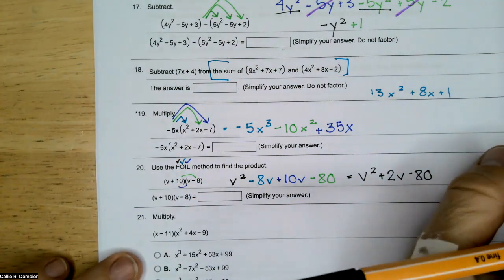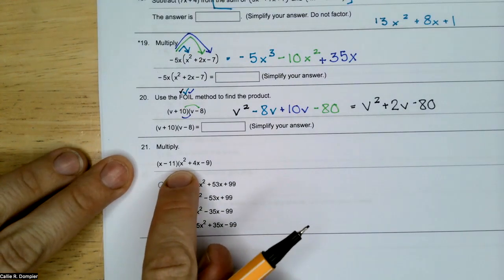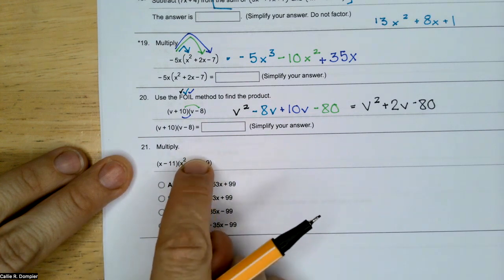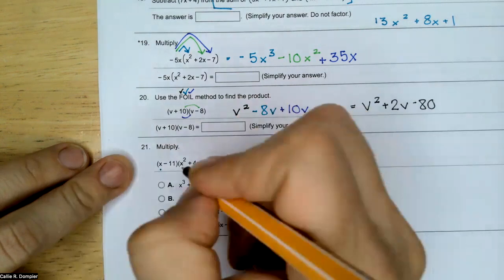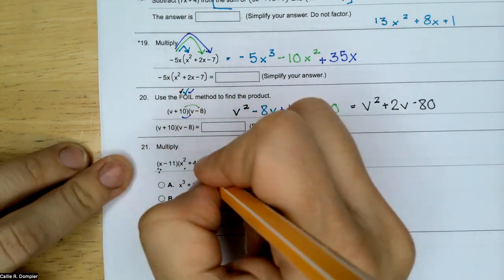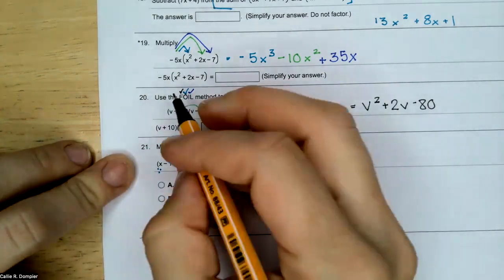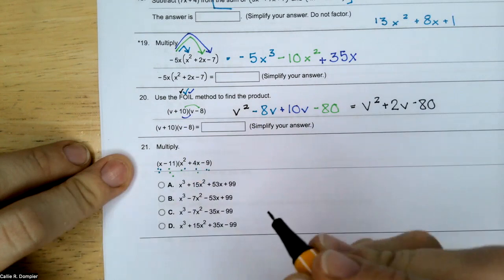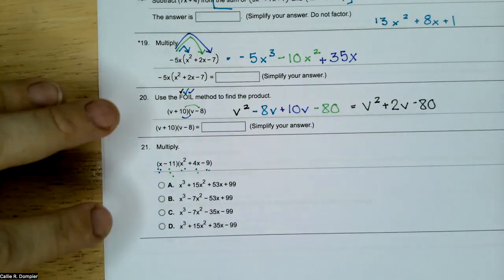Good. Great. Here we have x minus 11 times x squared plus 4x minus 9. It's the same as FOIL, except you have a middle term. So you're going to be doing x times x squared, x times 4x, x times negative 9. Then you're going to come back and do negative 11 times x squared, negative 11 times 4x, and negative 11 times negative 9. So let's see what that would look like.